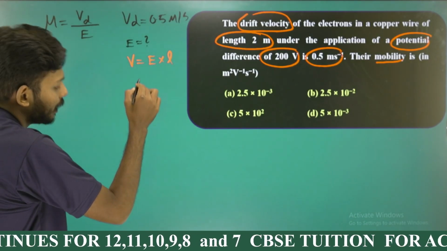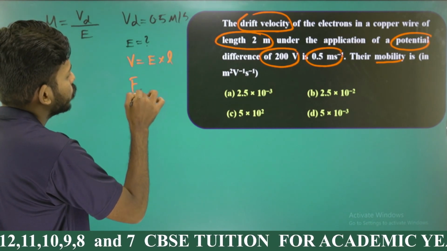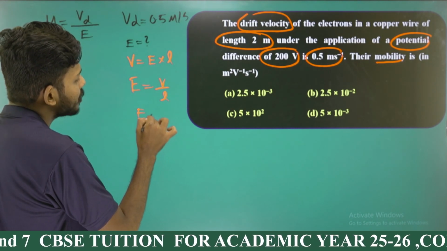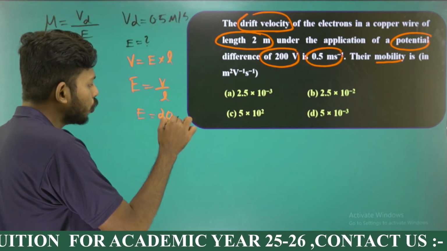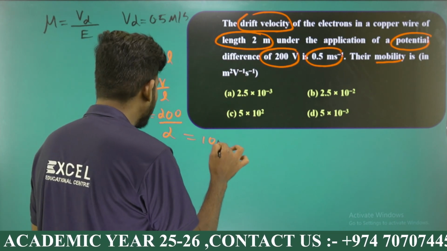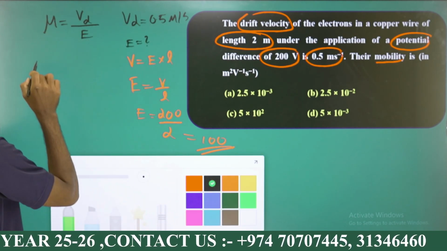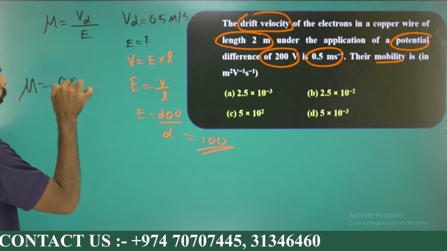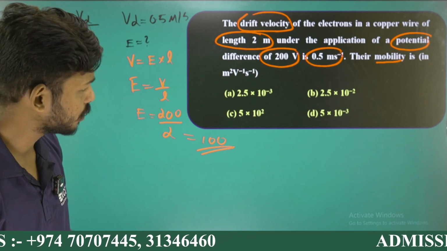Here we want to find the E. E is equal to potential by length. In this question, I think the potential is 200 volt and the length is given as 2 meter. So the electric field will be 100. Applying these equations, mobility is equal to the drift velocity, 0.5, divided by 100. Okay.